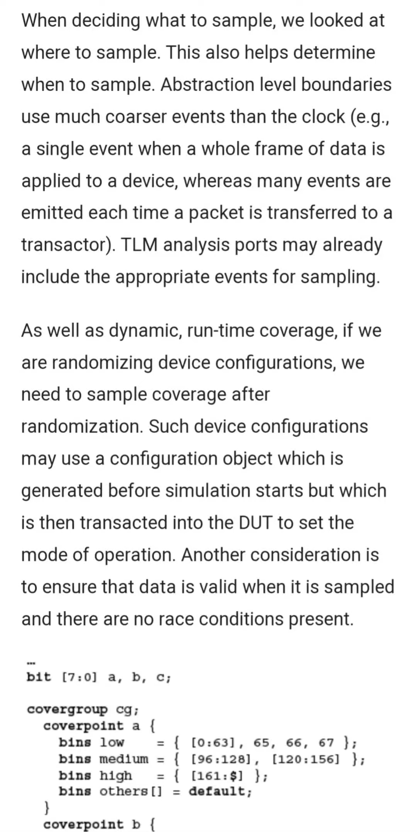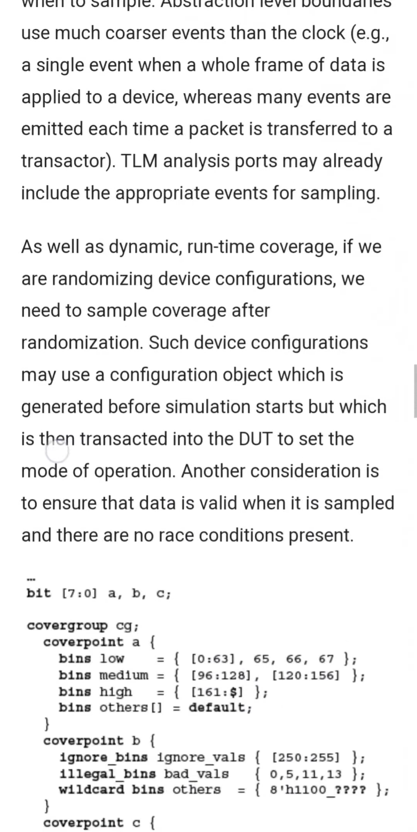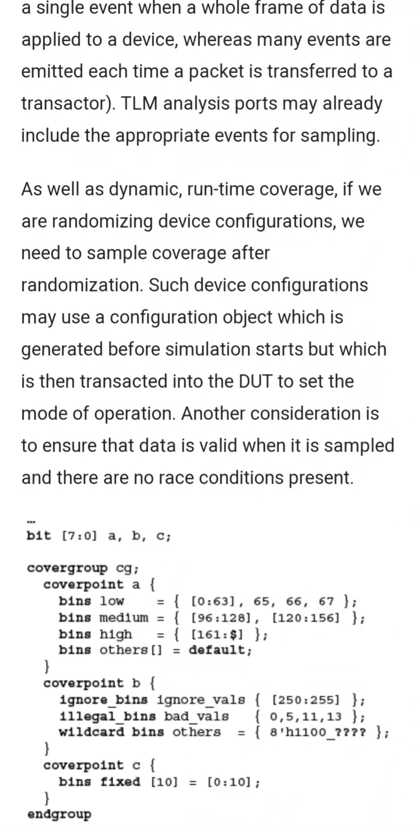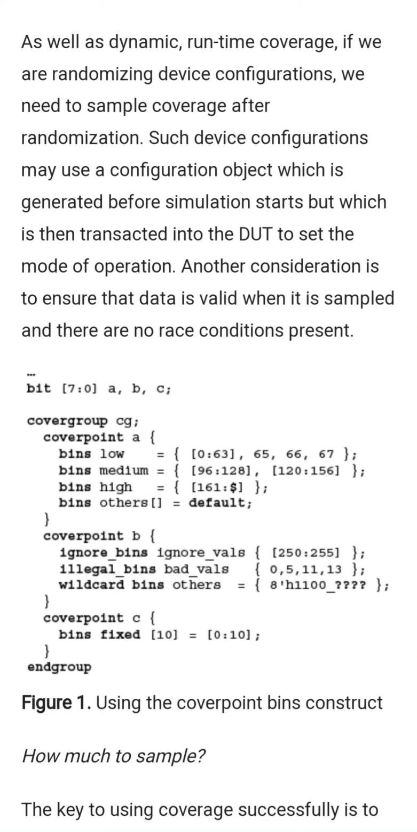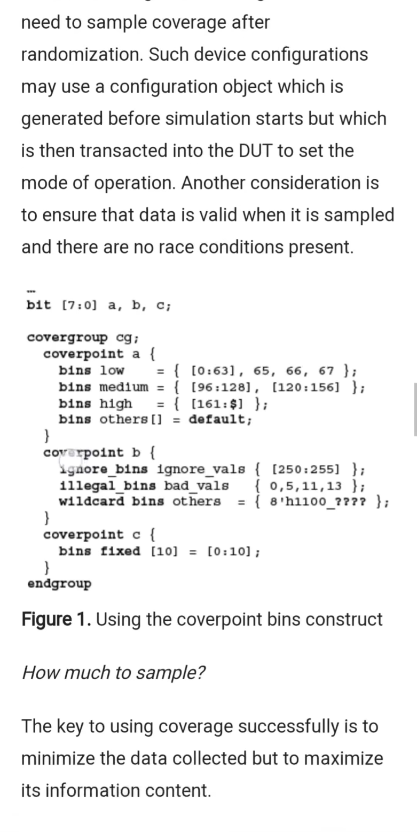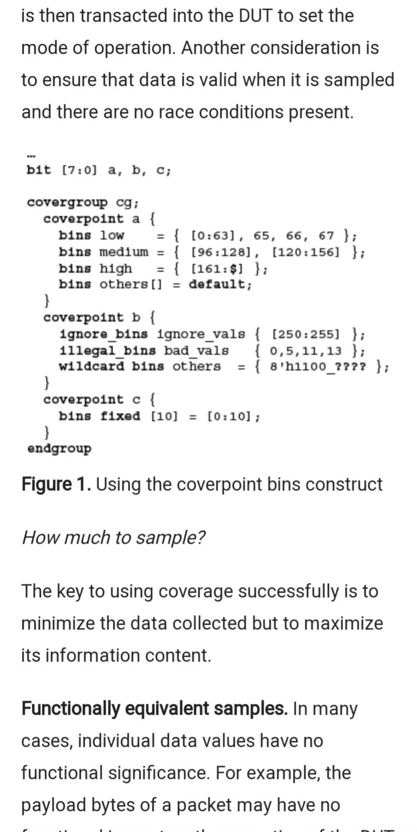If we are randomizing device configuration, we need to sample coverage after randomization. Such device configurations may use a configuration object which is generated before simulation start, but which is transferred into the DUT to set the mode of operation. Another consideration is to ensure that data is valid when it is sampled and there are no race conditions present.